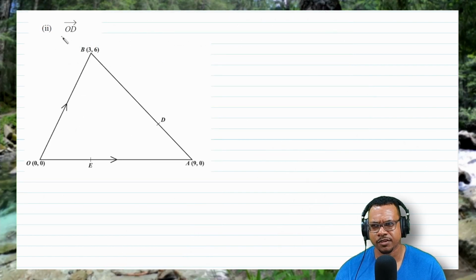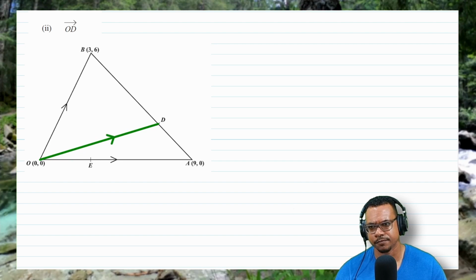Now moving on to part 2, we're going to find the vector O to D. So that's O to D. If we draw a line connecting O to D like this, put the arrow going this way, because we're going from O to D. Now we just have to choose how we want to form a triangle. Either we want to use this triangle here, where we know is O to B, and we should know is this.